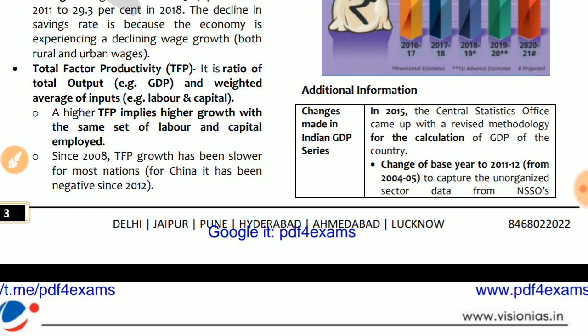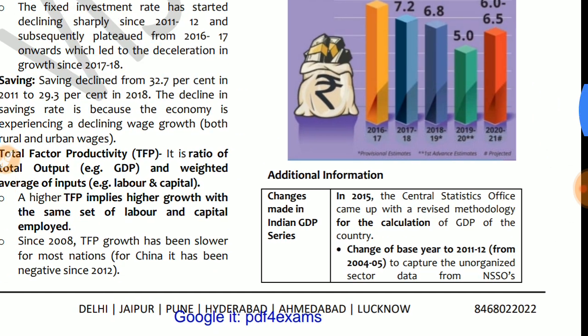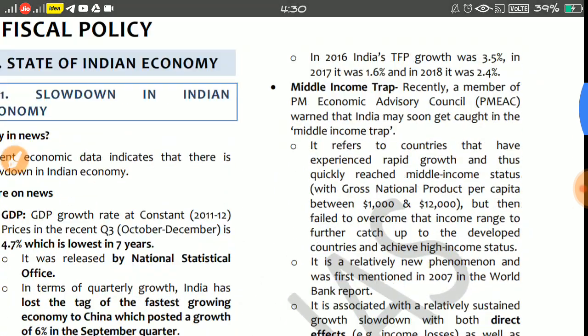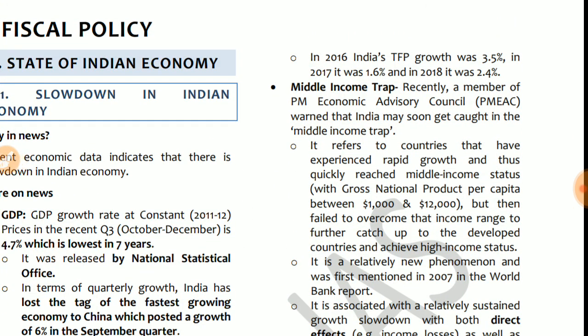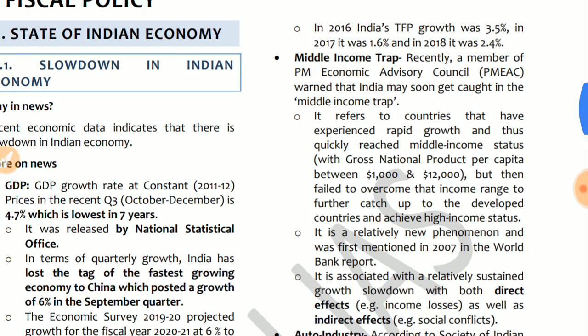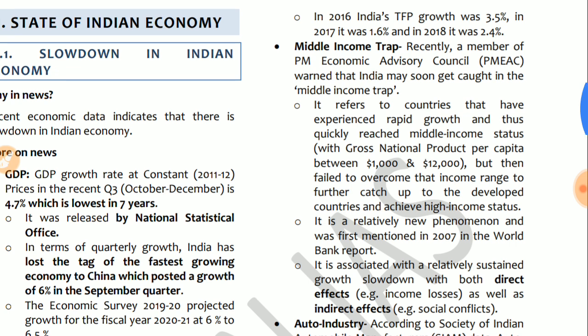Apart from that, since 2008 TFP growth has been slower for most nations, and for China it has been negative since 2012. Remember this, you might be confused in this particular concept: it is slower for most of the nations. Why is it slower for most nations? Because the recent economic growth of the entire global economy is only 2.9%, a very small rate, and that's why we have this data as well. In 2016 India's TFP growth was 3.5%. These are data that you can just keep in your mind. It is not that important, just try to remember the trends that are going on.